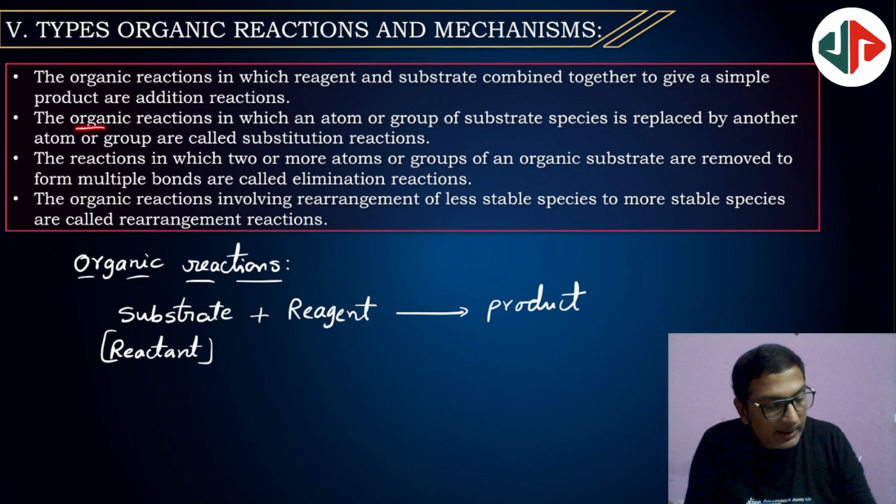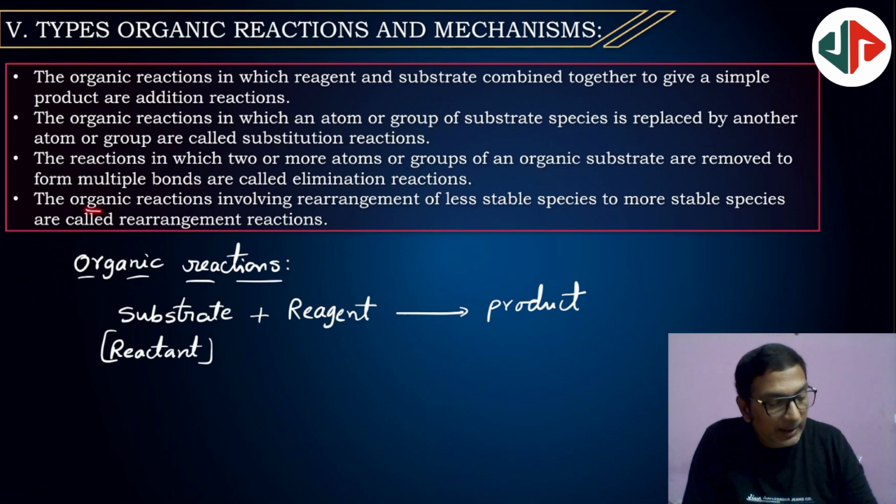Next, the organic reactions in which an atom or group of the substrate is replaced by another atom or group are known as substitution reactions. Next, the reactions in which two or more atoms or groups of the organic substrate are removed to form multiple bonds are known as elimination reactions.